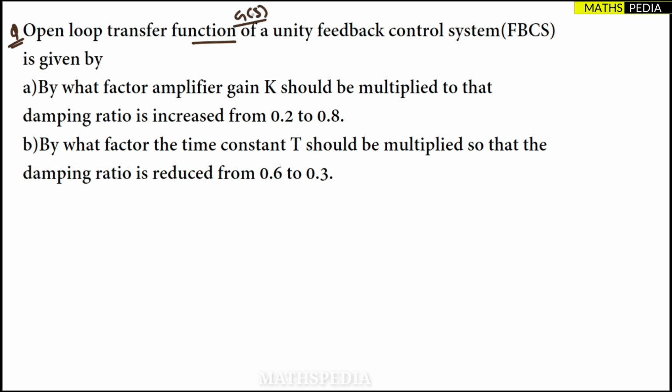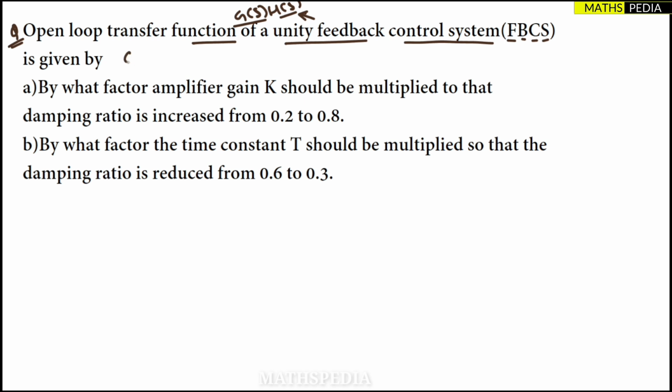nothing but G(s), right? Open loop transfer function is nothing but G(s) into H(s), right? Now here they have already said unity feedback, so the H(s) value will be 1. Unity feedback control system, which is FBCS. What is FBCS? F is feed, B is back, C is control, and system.